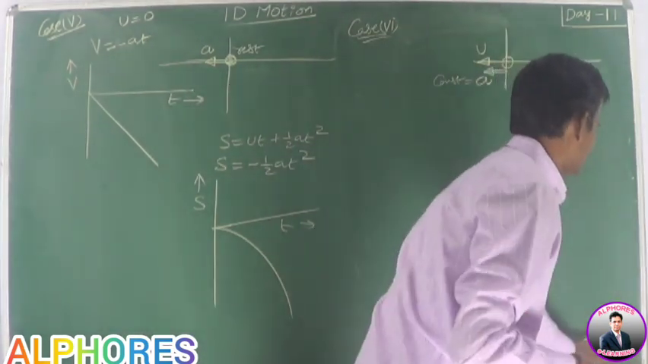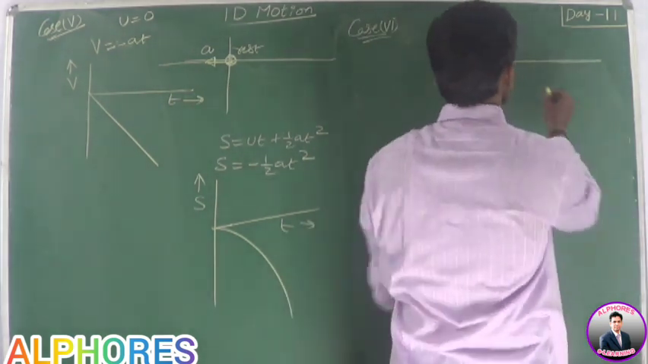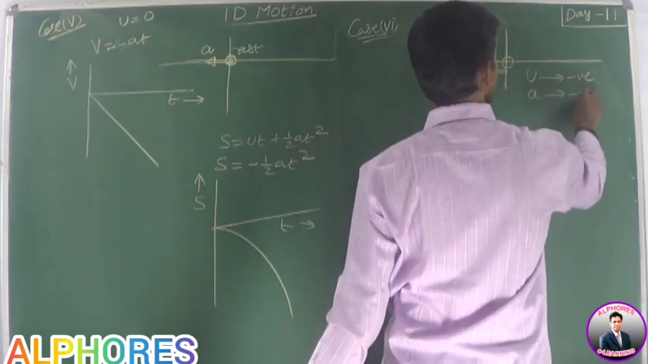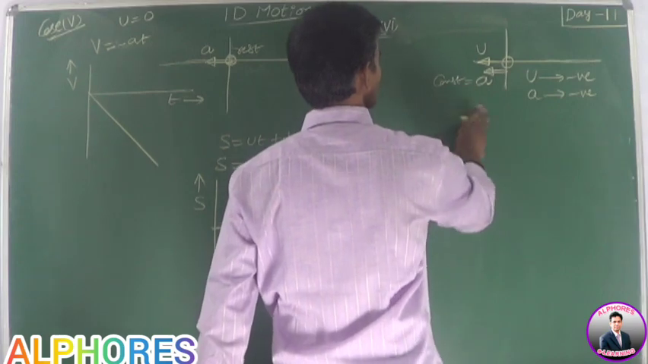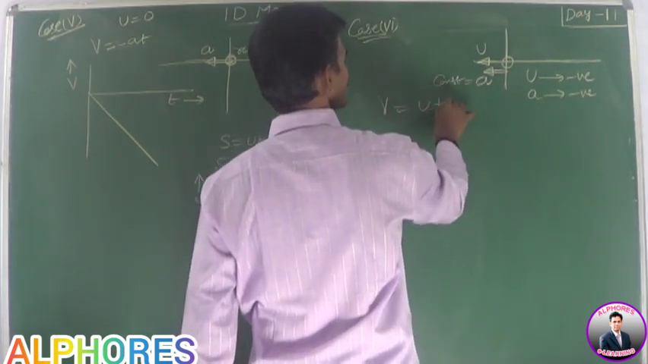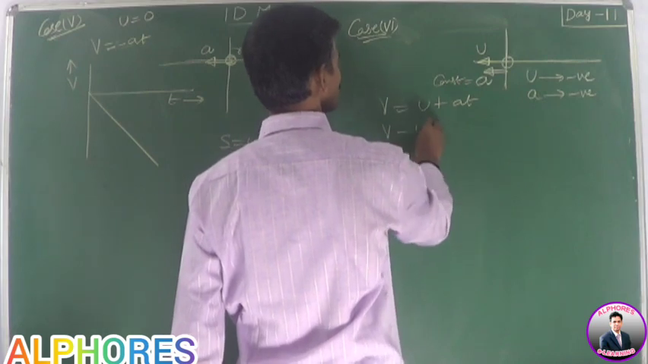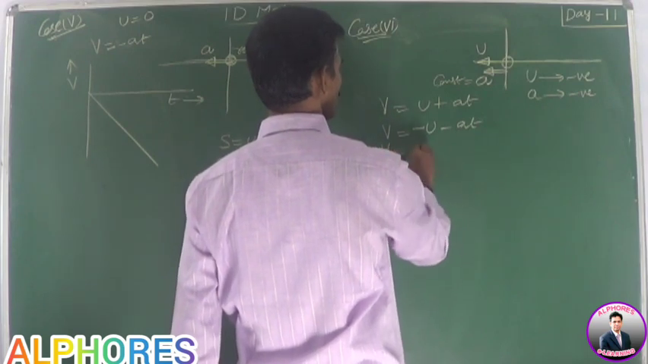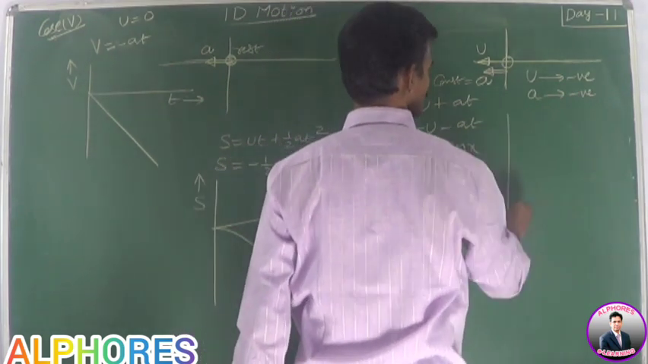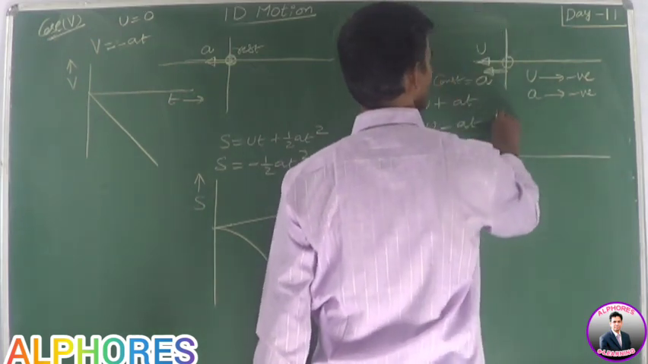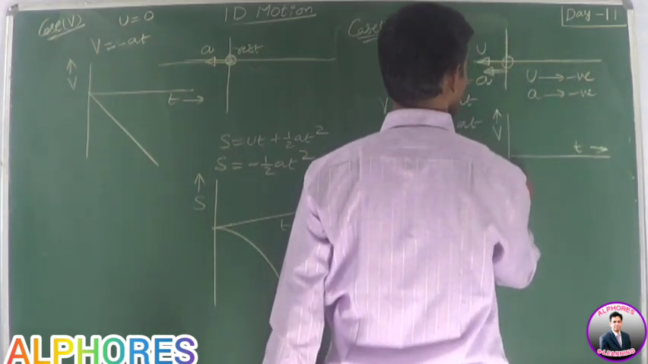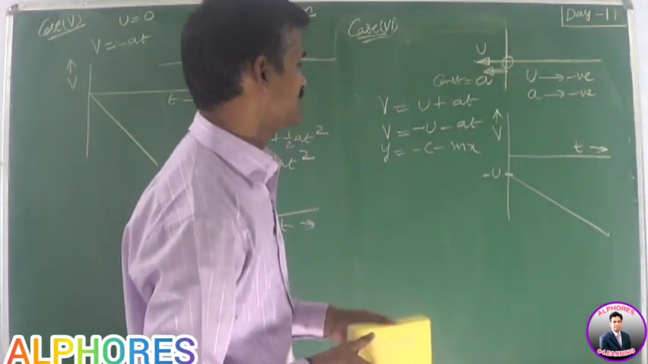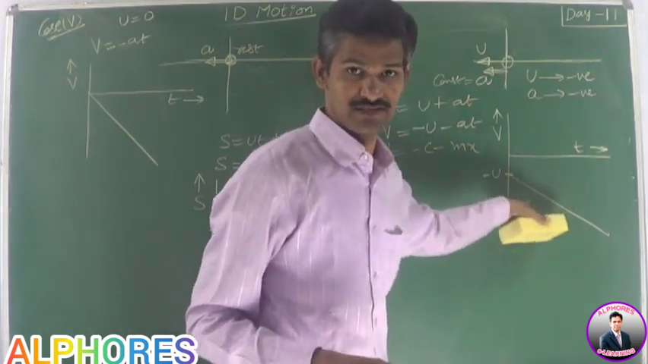So that is how the equations change. In this particular case, u is negative, and this a is also negative. Then what is our equation? v is equal to u plus at. How to change this? This is minus u minus at. This is like y equal to minus c minus mx. So this graph, that is the velocity time graph, is like this. This is u, minus u, a negative velocity. The slope of this line gives acceleration here also.